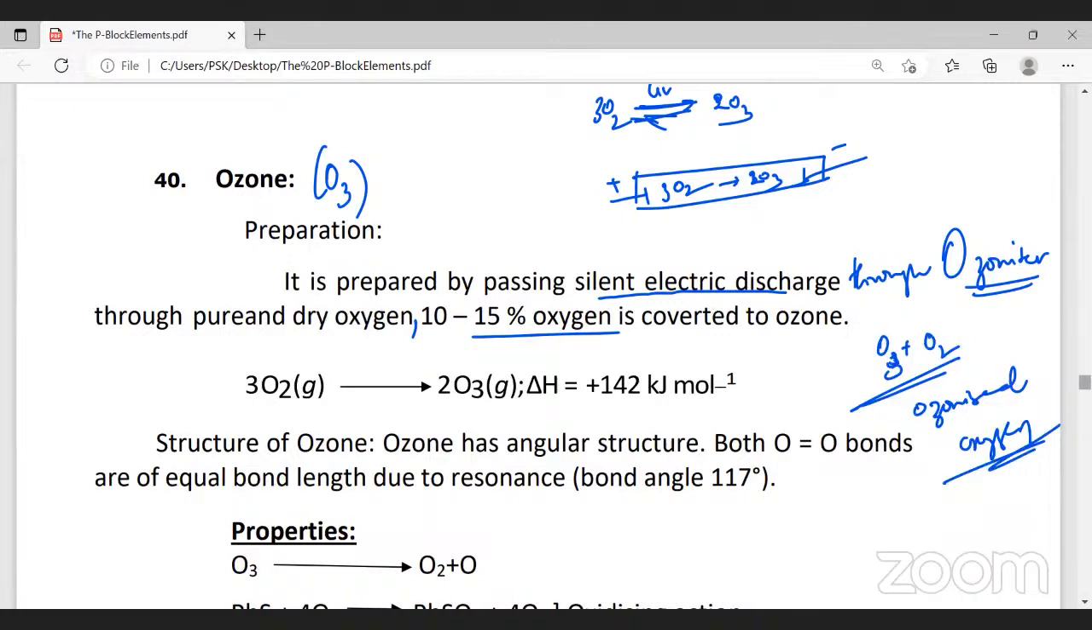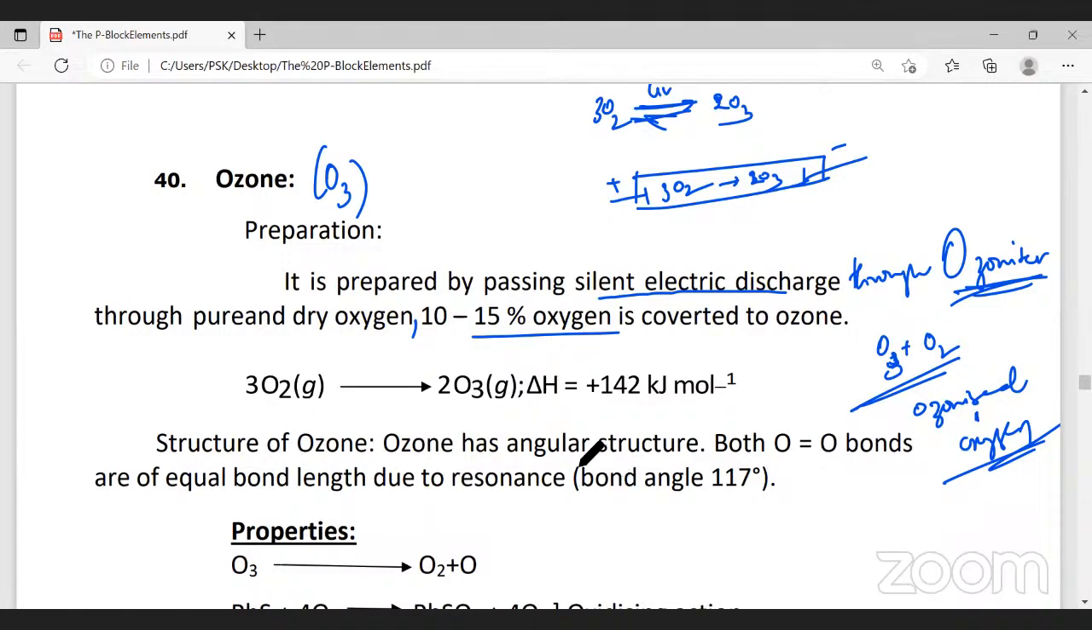Did you follow this? They can ask you the preparation of ozone in the laboratory. How is ozone prepared in the laboratory? Prepared by passing silent, low potential electric discharge through an instrument called an ozonizer. Only 10 to 15% of oxygen will be converted into ozone. So therefore, the ozonizer will contain ozone as well as oxygen. Hence, it is called ozonized oxygen. This is the method of preparing ozone in the laboratory.